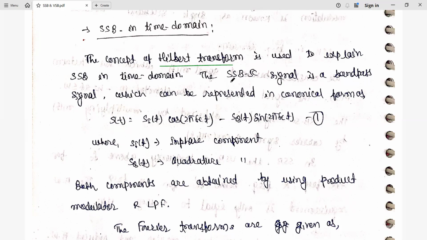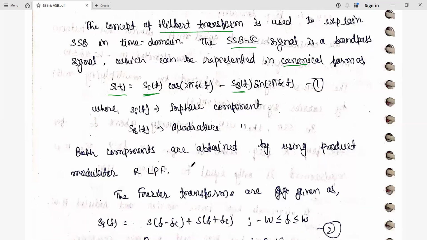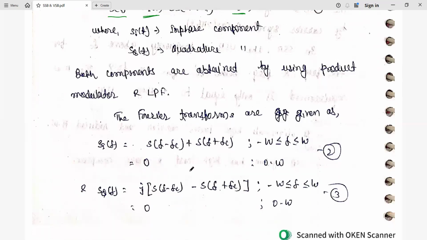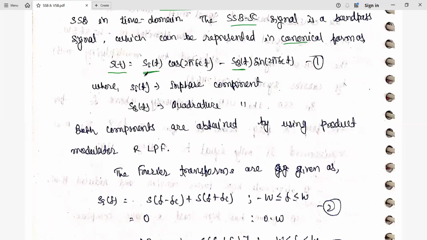The SSB-SC signal is a band pass signal, or band limited signal, so it can be represented in canonical form, having an in-phase component as well as a quadrature component. The modulated wave in case of SSB-SC can be written as s_I(t) cos 2 pi fc t minus s_Q(t) sin 2 pi fc t, where s_I(t) is the in-phase component and s_Q(t) is the quadrature component. Both components are obtained by using a product modulator as well as low pass filters, as we are seeing here.